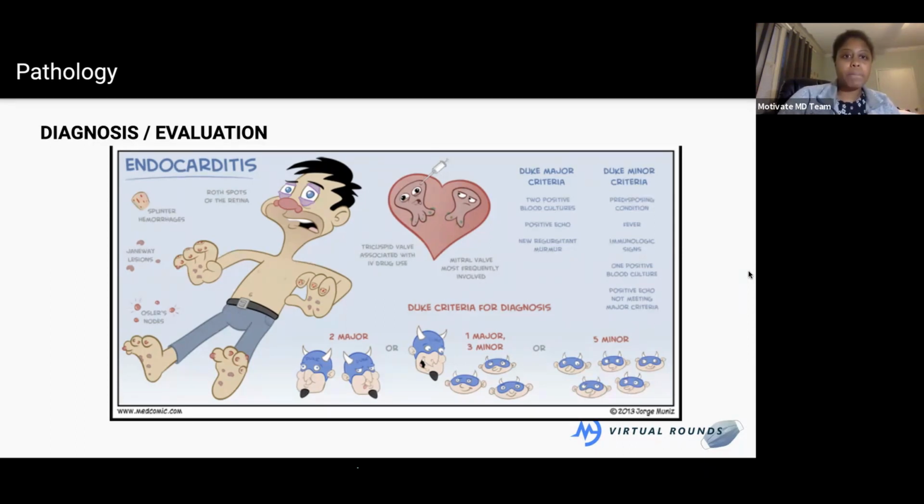And so what can happen is that a person can get Roth spots of the retina, which are basically just areas of the retina where there's seeding of the bacteria. They can also get dermatologic manifestations such as Janeway lesions and Osler's nodes, and we'll get more into that later, as well as splinter hemorrhages, which are seen on the nails.